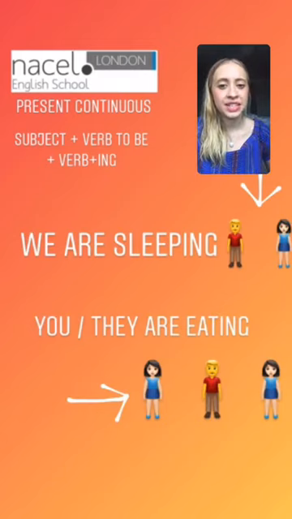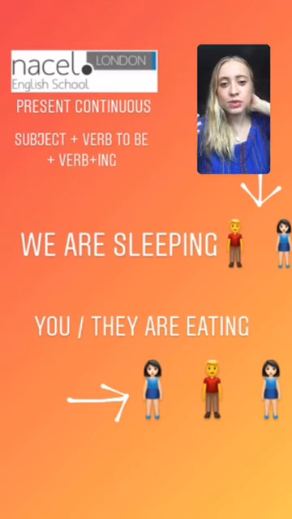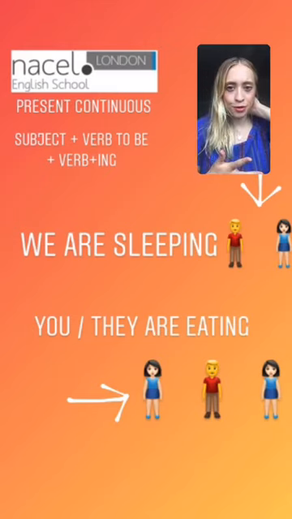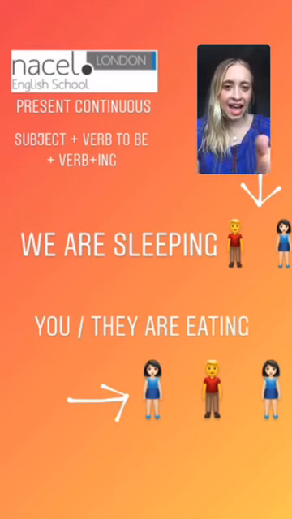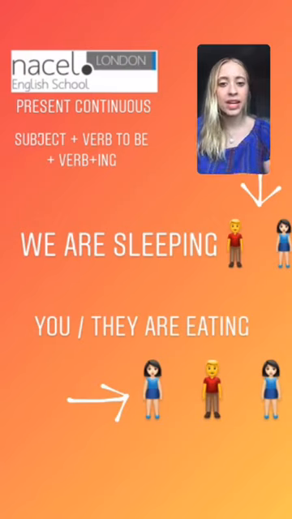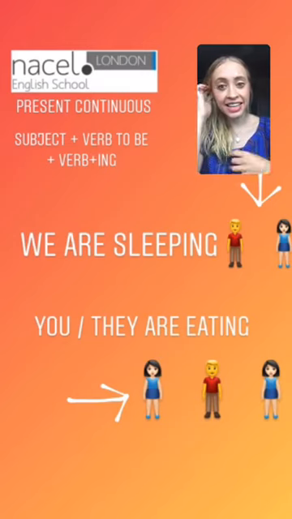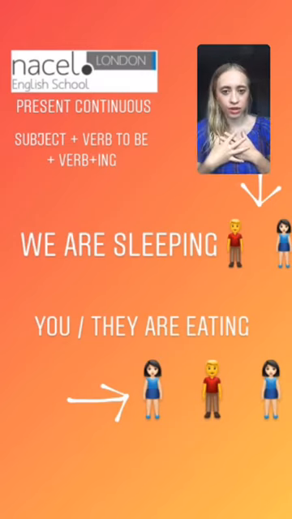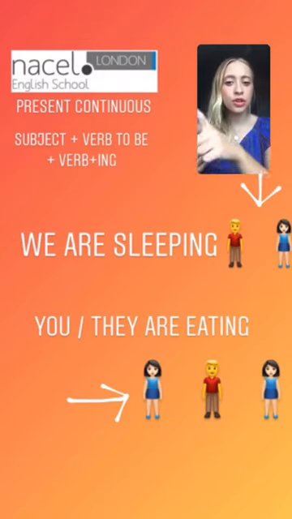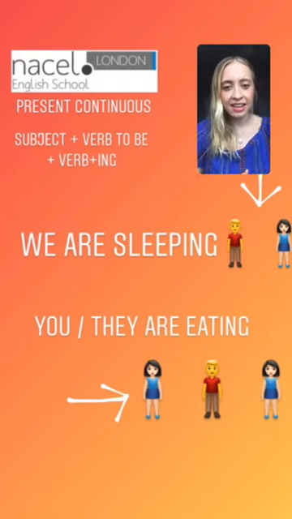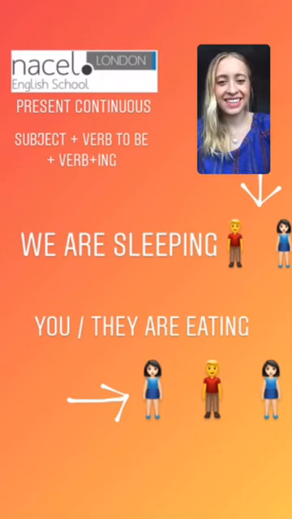We also can say we are sleeping. We are sleeping. This is with two people or more. So it's plural, you and other people. And then you have you, they are eating. Again, this is plural, but it's not with you, so you can point at them. You are eating, they are eating.